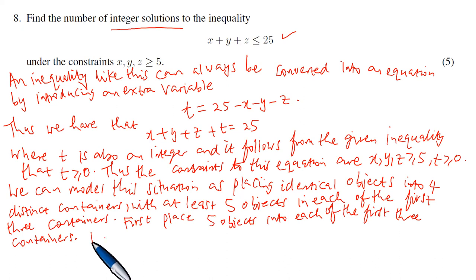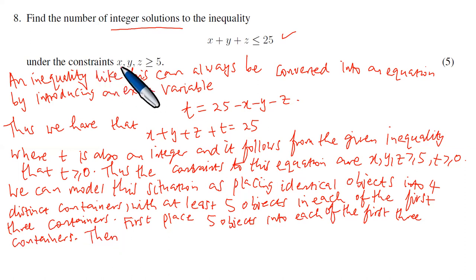Then we proceed as follows. Okay, let's look at these. So we can model the situation as placing identical objects into four distinct containers. Why four distinct containers? Because obviously we have four letters here, with at least five objects in each of the first three containers.